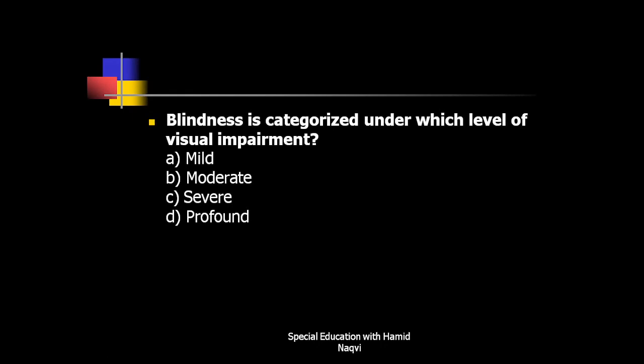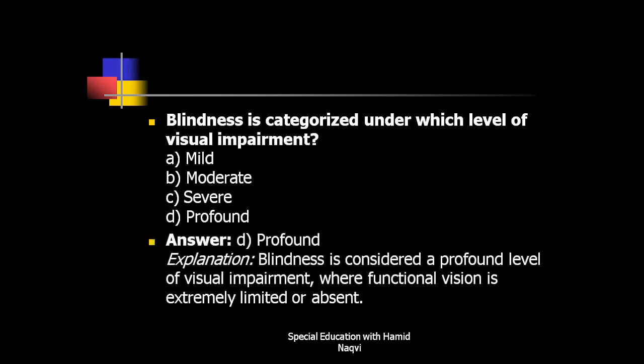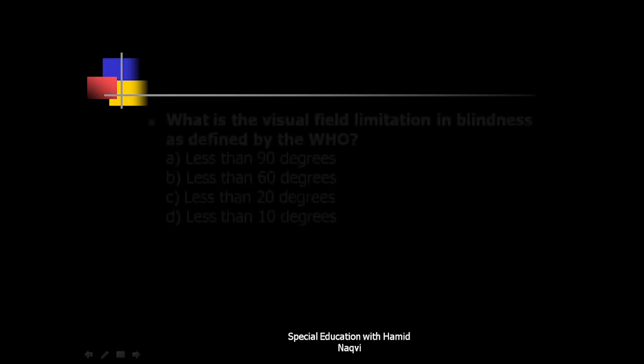Blindness is categorized under which level of visual impairment? Mild, moderate, severe, profound. Answer is profound. Blindness is considered a profound level of visual impairment where functional vision is extremely limited or absent.